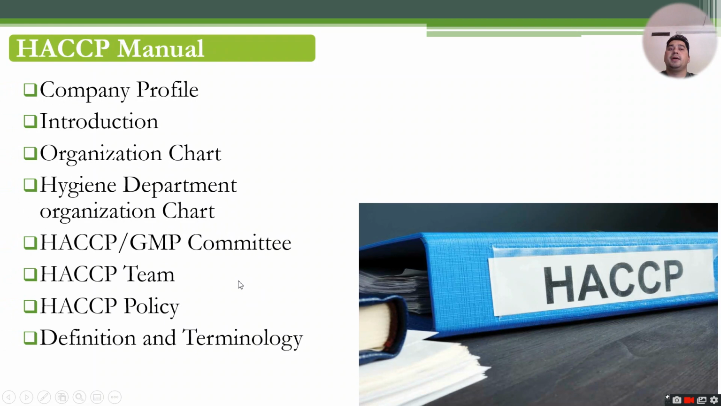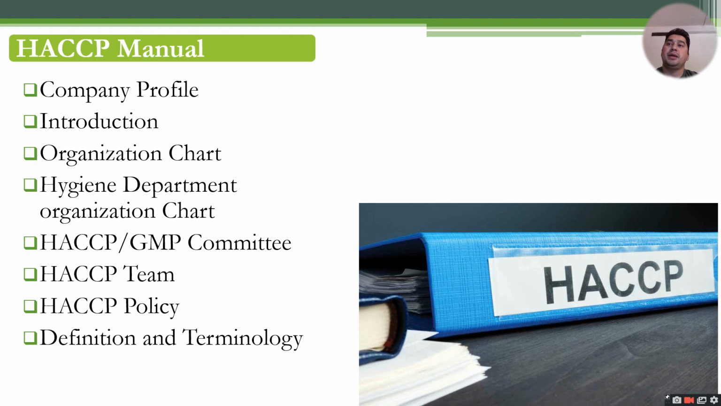HACCP manual. You should maintain a HACCP manual. HACCP manual is very, very important. Without a HACCP manual, you are not going to implement your HACCP system. And without a HACCP manual, your company will not be certified for the HACCP certification. In the HACCP manual, your company profile should be there. What your company is doing, the history of the company should be there.